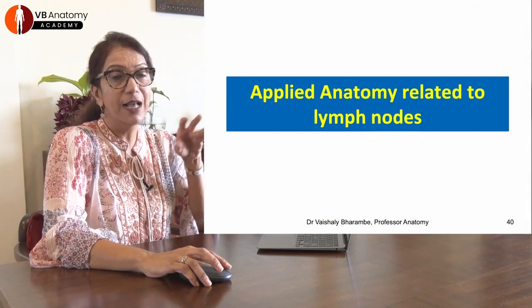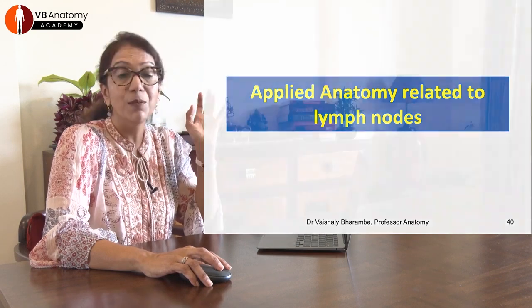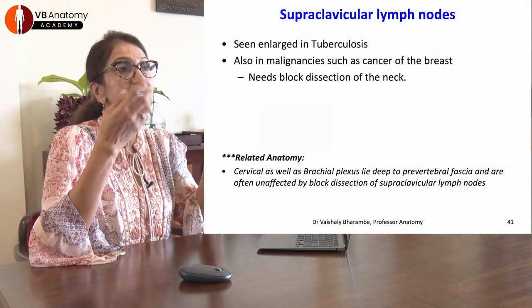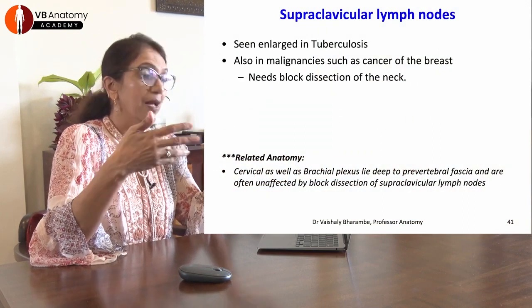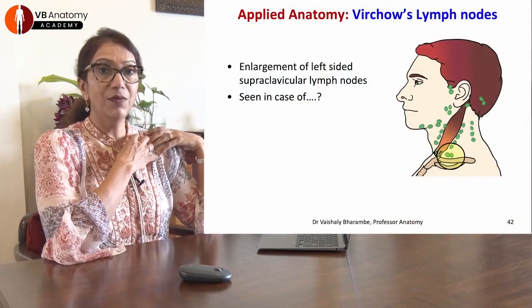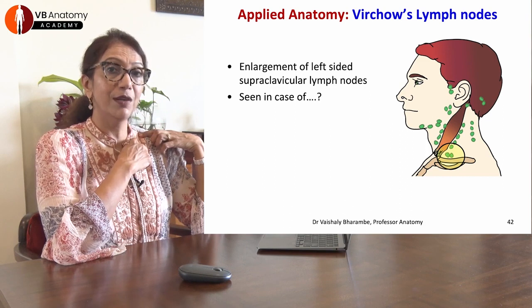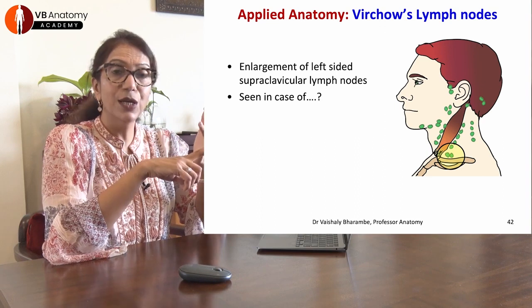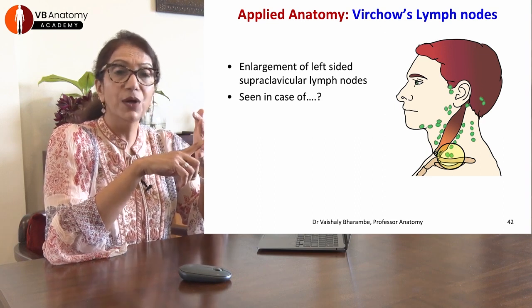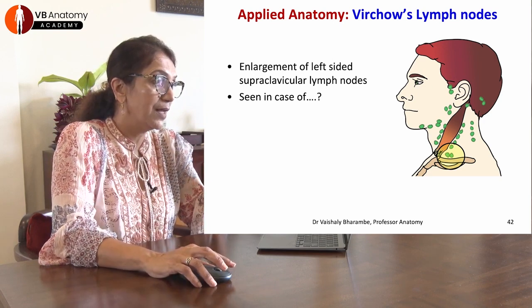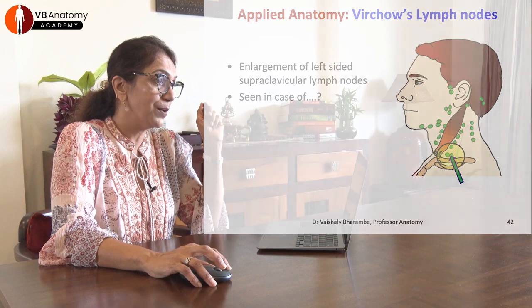Let's now talk about applied anatomy of lymph nodes, which is the last part of today's discussion. It's very important. Supraclavicular lymph nodes might be thickened, as is seen in tuberculosis and other malignancies. You might have thickening of the left supraclavicular lymph nodes, these are called Virchow's lymph nodes. This thickening is seen in testicular cancer, in cancer of the stomach, and sometimes malignancies of other abdominal organs. So that's the Virchow's lymph node.